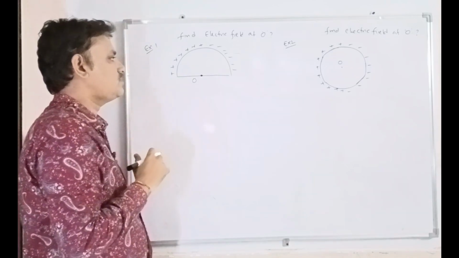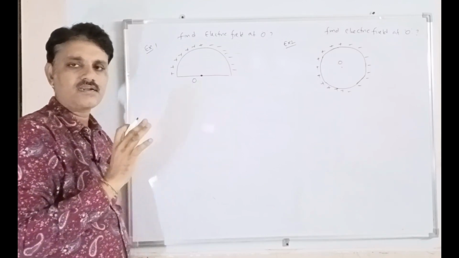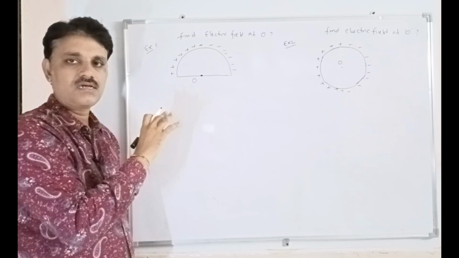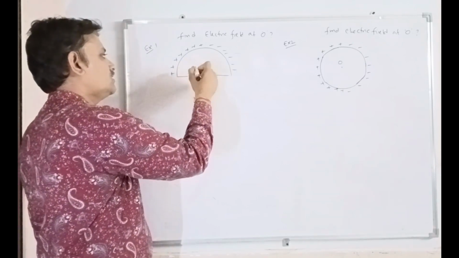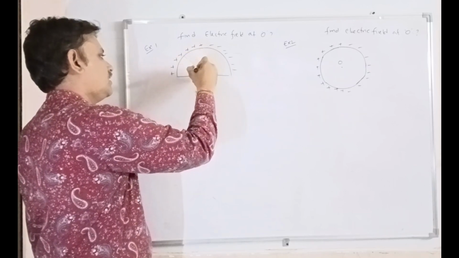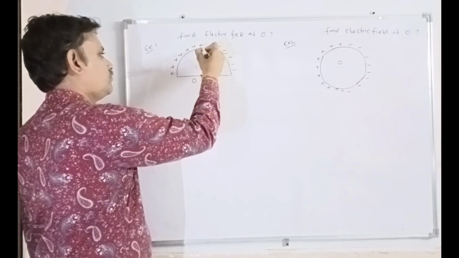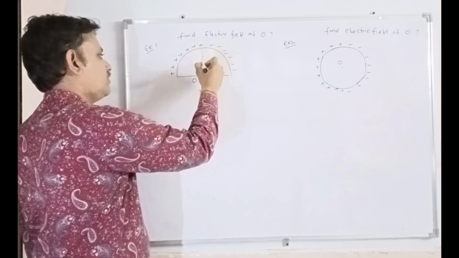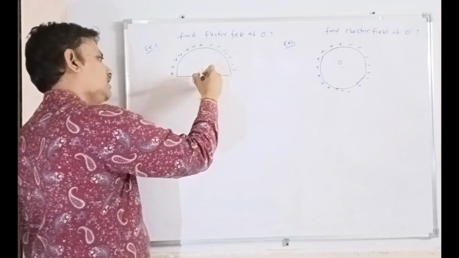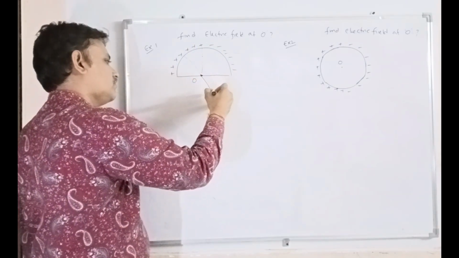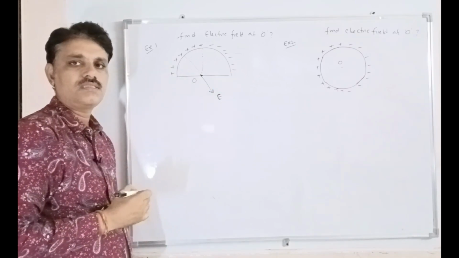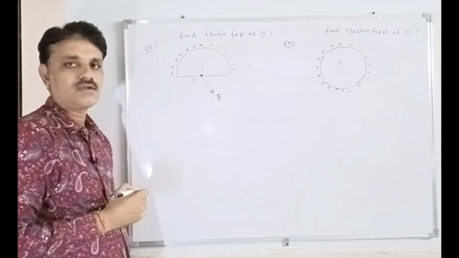First, in which direction is the electric field located with respect to the given semicircular charged arc? See that this is positively charged. If you draw a dotted line, this is the positively charged quadrant, and this is the direction of electric field with respect to the positively charged quadrant, right?